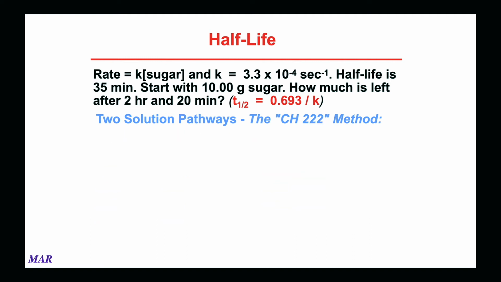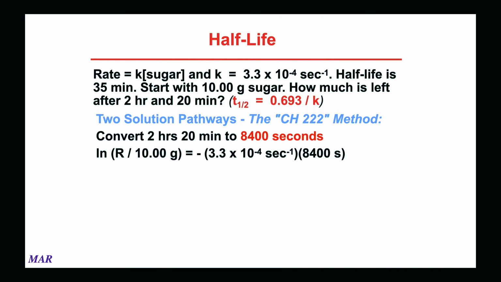So the Chem 222 method, which is what I highly recommend for this class, is you go back to that first order integrated rate law. Now, because k is in inverse seconds, we need to convert our time into seconds. Seconds and k have to be the same kind of units. So you'd have to convert 2 hours into minutes first, 140, and then 140 minutes times 60, that's 8,400 seconds. Then natural log R over R0 equals minus kt.